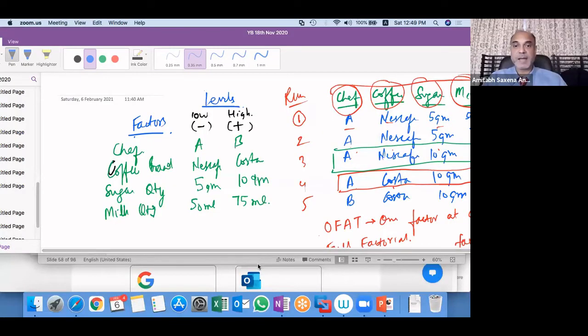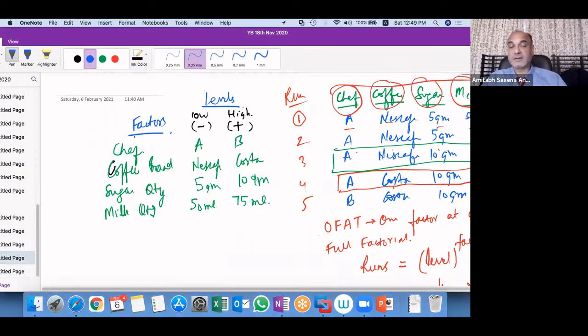using the different levels. So, just to take a simple example of a five-star hotel trying to improve its taste, let's say the five-star hotel or any restaurant has found that the factors which are influencing the taste of the coffee, the four factors, are chef, coffee brand, sugar quantity, and milk quantity.